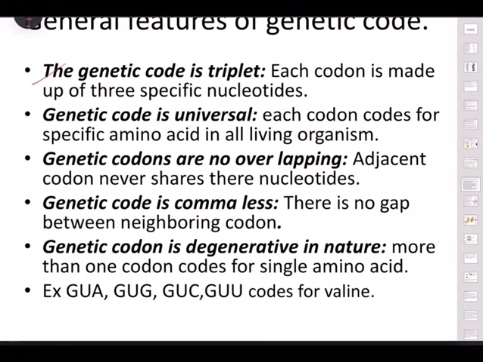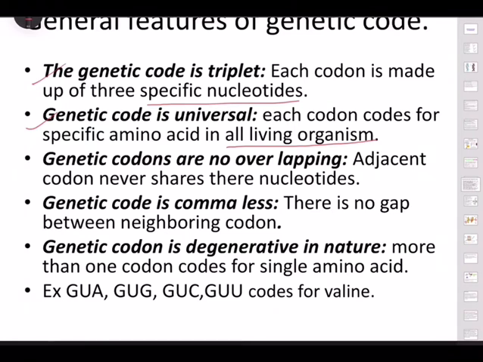So the general features of genetic code, what are they? Genetic code is a triplet, as we said just now, AUG. Each codon is made up of 3 specific nucleotides. And the genetic code is universal. That is the greatness of this. It is universal for all living organisms, the same. Each codon codes for the specific amino acid in all living organisms. And genetic codons will not overlap, no overlapping. So adjacent codons never share their nucleotides.